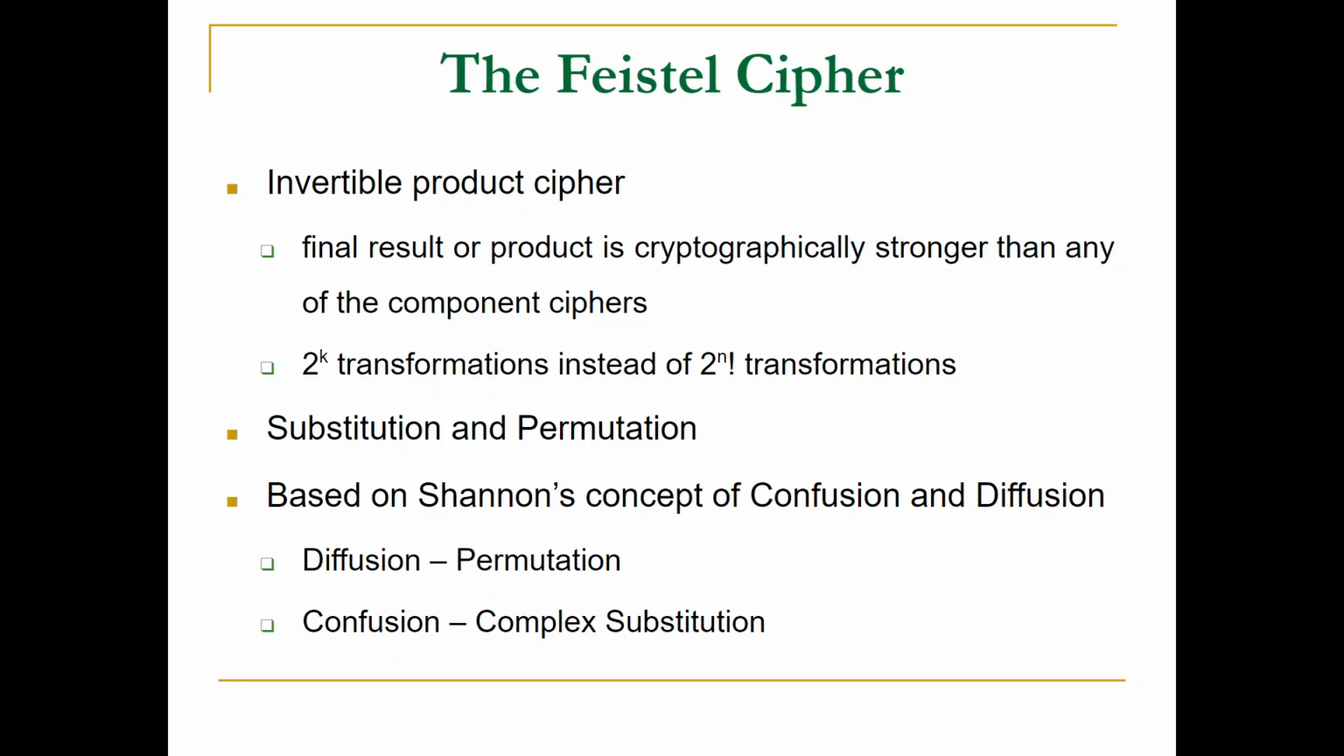So in order to achieve diffusion, we use a complex permutation operation. In order to achieve confusion, we use a complex substitution operation. A simple permutation cannot ensure diffusion. On a similar note, a simple substitution operation cannot ensure confusion. It should be a complex substitution and a complex permutation.